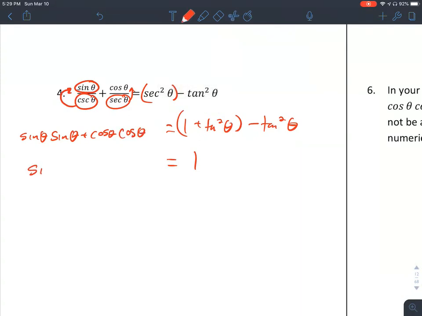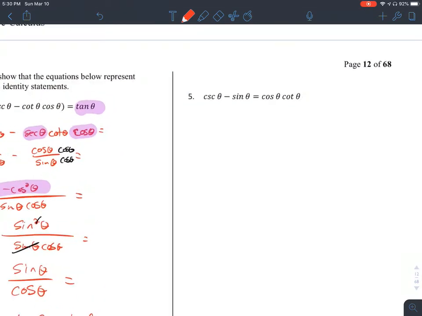Sine times sine is sine squared. Cosine times cosine is cosine squared. Hey, I know what that is. Sine squared plus cosine squared of theta is 1. That's what the right side was all along. Number 5.